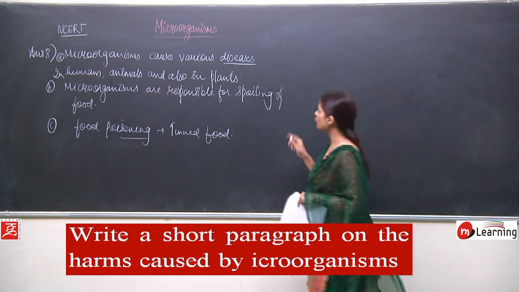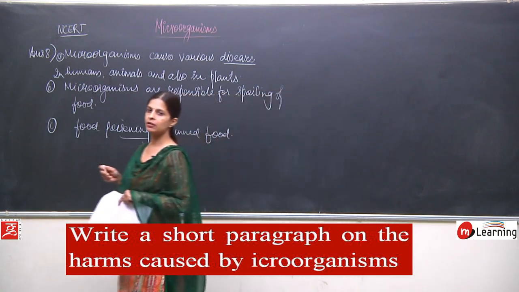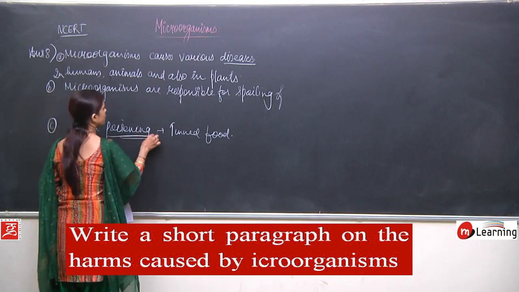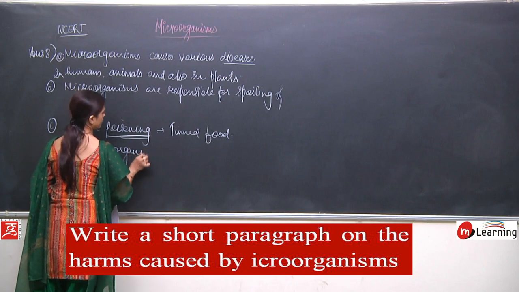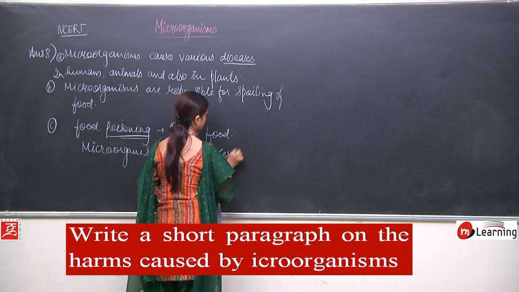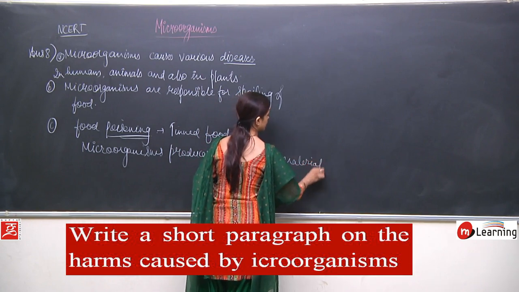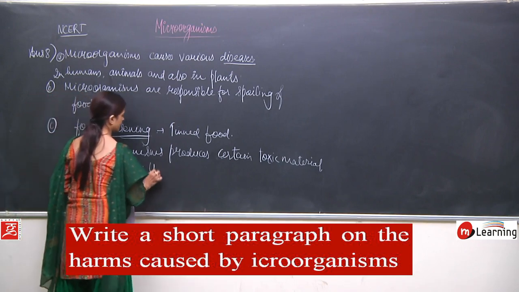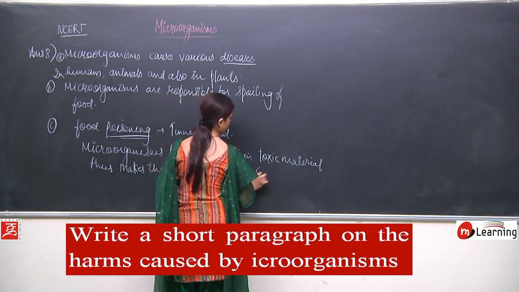So when it comes to spoiling of food, we need to take precautions: moisture and the time, boiling of food is very important. Curdling of milk, all these are examples of what? Harmful effect of microorganisms. But when we talk about poisoning, what is happening? Microorganisms produce certain toxic material, thus making the food unfit for consumption.